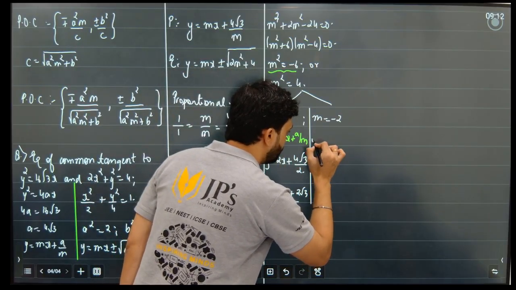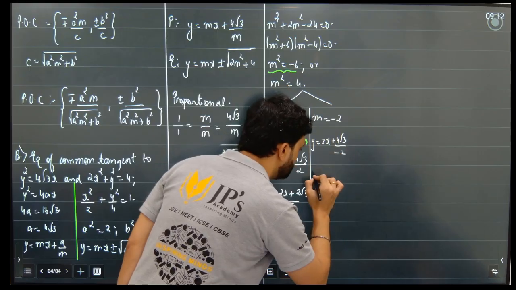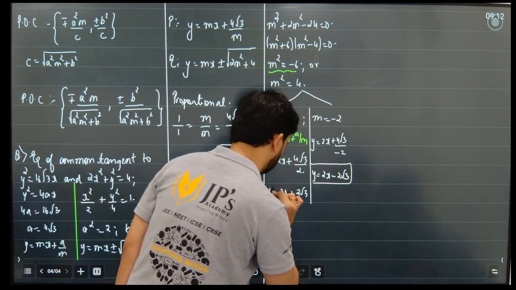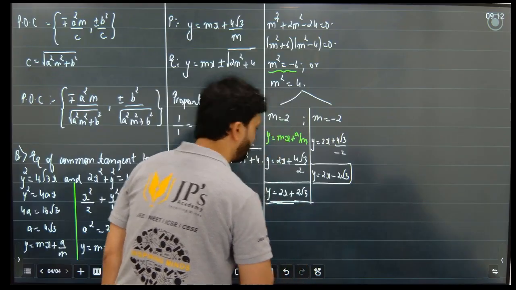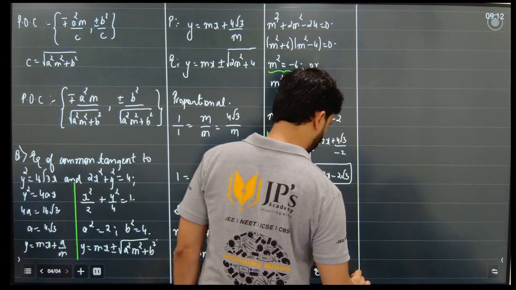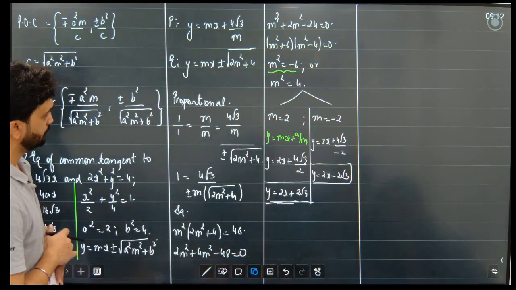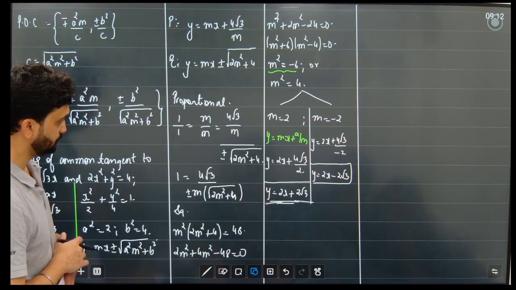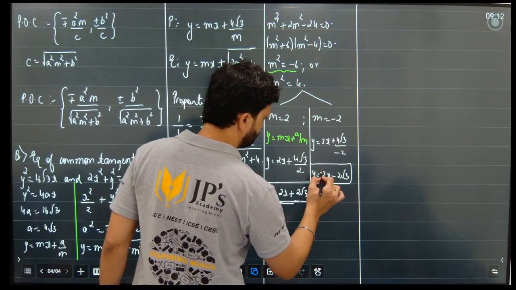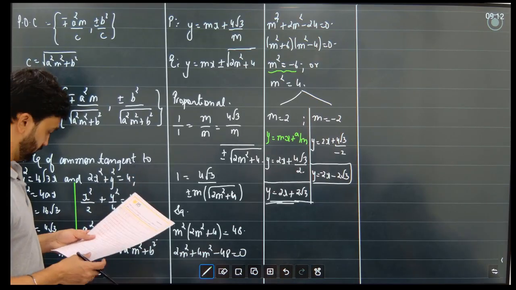Again, I'll get y is equal to 2x plus 4 root 3 upon minus 2. Y is equal to 2x minus 2 root 3. This is the equation that I got, and it's a very clear understanding. So y is equal to 2x plus or minus 2 root 3. Okay. Now, this is the equation of common tangent.